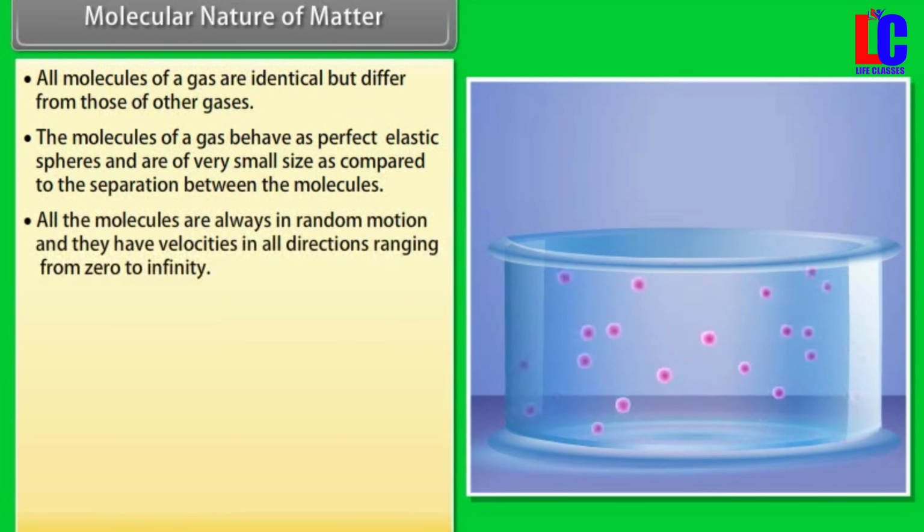Molecules do not exert any force on each other except during collision. Molecules always move along a straight line between two collisions and the distance travelled between two successive collisions is called the mean free path.